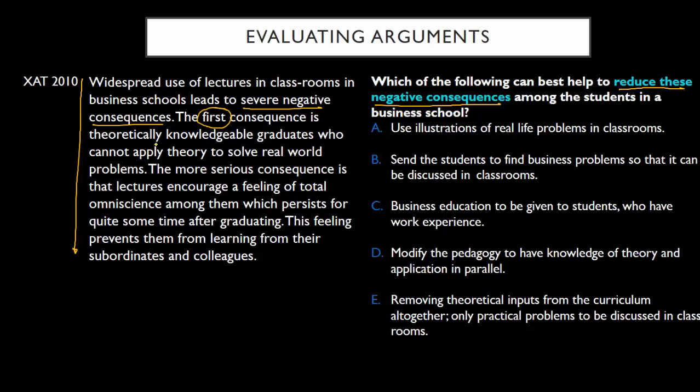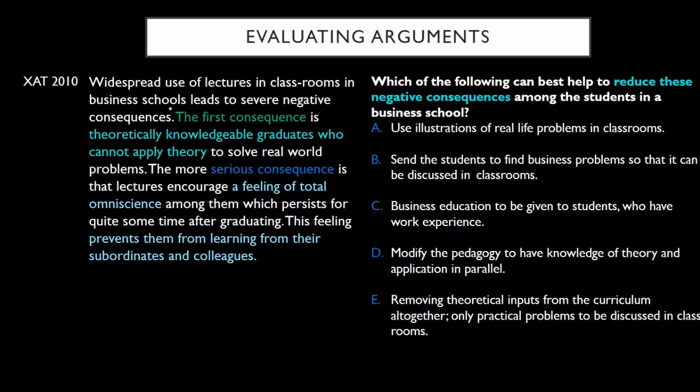The more serious consequence is that lectures encourage a feeling of total omniscience among them, which persists for quite some time before graduating. This feeling prevents them from learning from their subordinates and colleagues. So what are the two consequences? One consequence is the fact that people cannot apply theory. That is consequence number one. The second consequence is preventing them from learning from a subordinate.